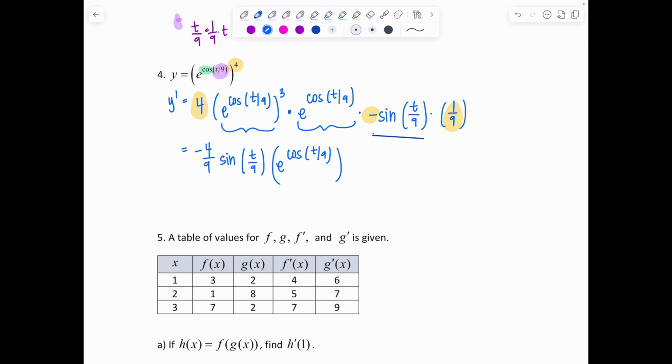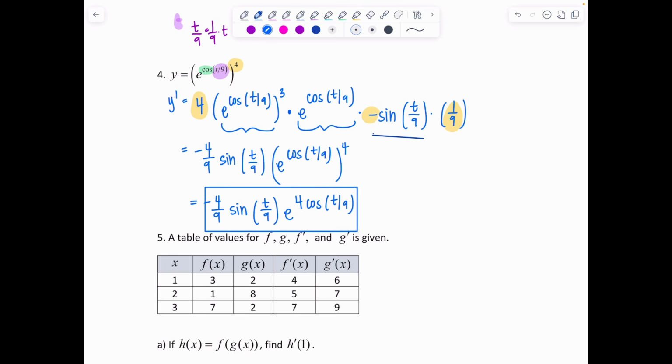Okay, and then now I can simplify. Oh yeah, when you have power raised to another power, we multiply those exponents. So the final cleaned up, cutesified answer, -4/9 sine t over 9 times e to the 4 cosine of t over 9. Boom. Box that with pride. That was beautiful, guys. Beautiful.